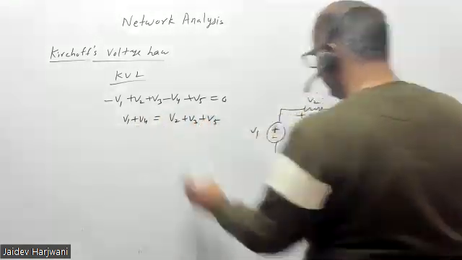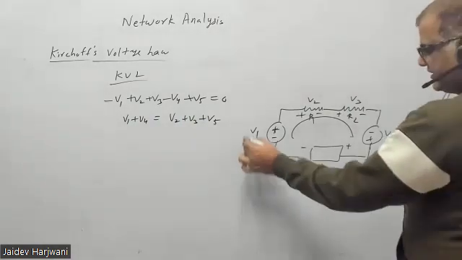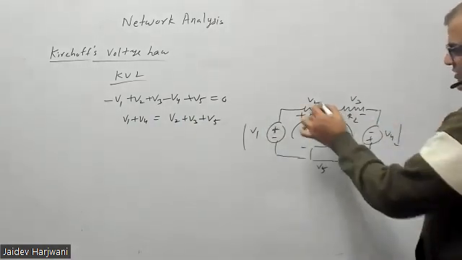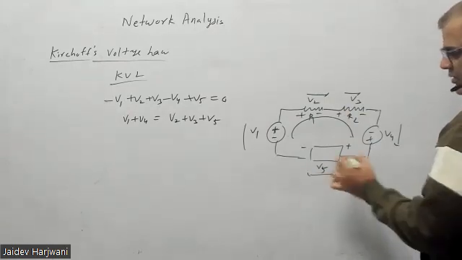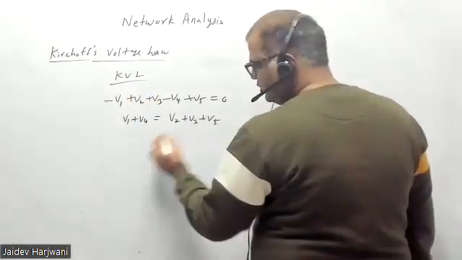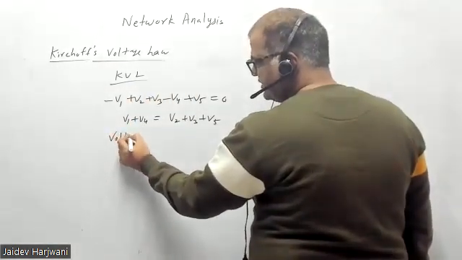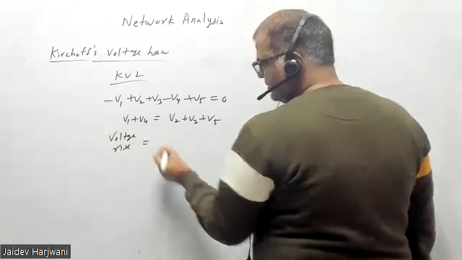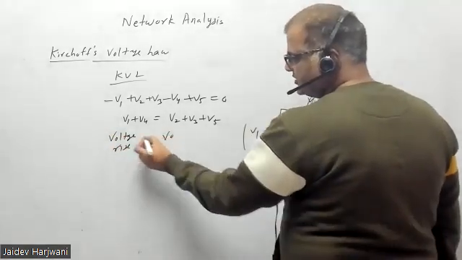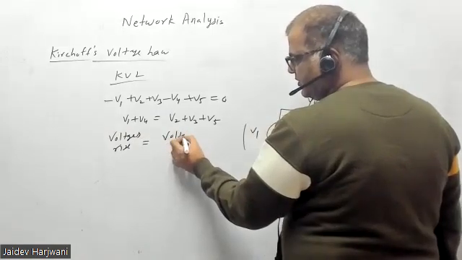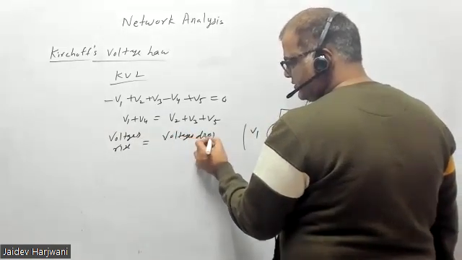Now V1 and V4 are voltage rises, and these all are voltage drops. So you can write in a loop: voltage rise equals voltage drop.